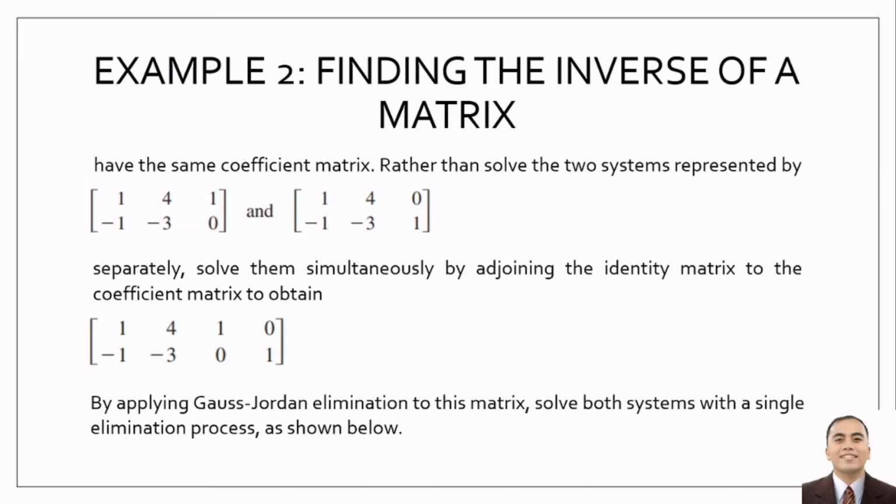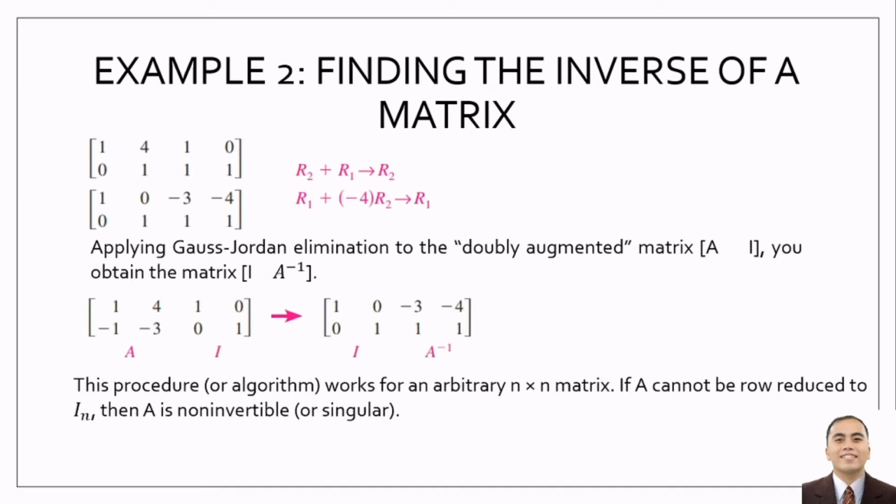So separately, to solve them simultaneously, we adjoin the identity matrix to the coefficient matrix. So we need to join the identity matrix and matrix A. So we have 1, 4, 1, 0, negative 1, negative 3, 0, and 1. Applying Gauss-Jordan elimination to this matrix solves both systems with a single elimination process, as shown below or in the next slide. So we have here 1, 4, 1, 0, 0, 0, 1, 1.